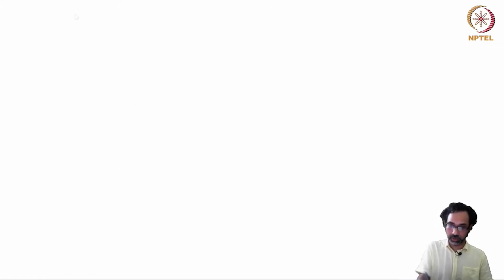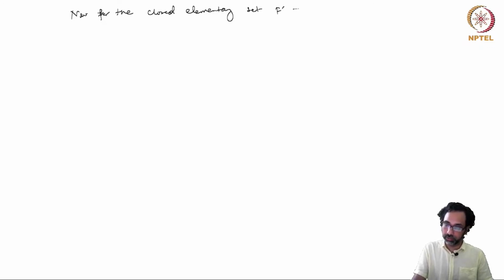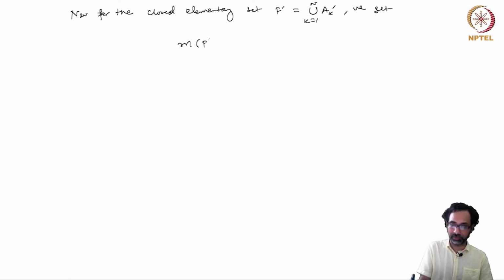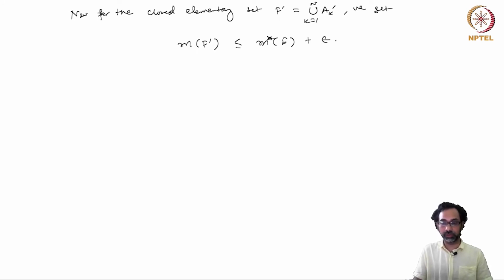Now for the closed elementary set F prime, which is the union of these A_k primes, k equal to 1 to n, we get m of F prime is less than or equal to m star E plus epsilon, because we have already shown that when we have a closed elementary set, then this inequality is satisfied.